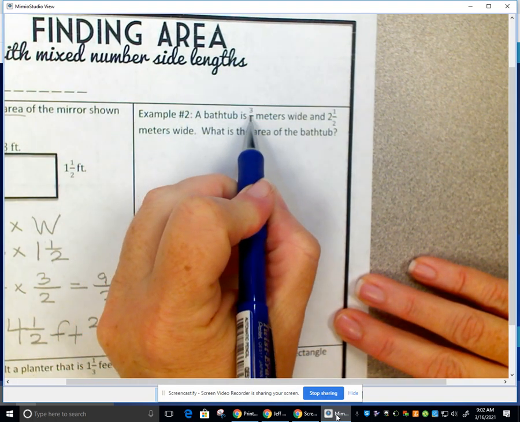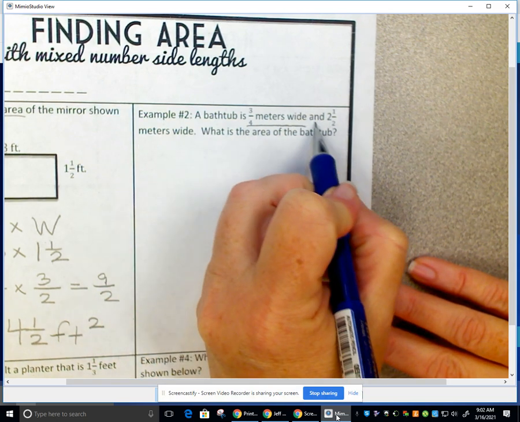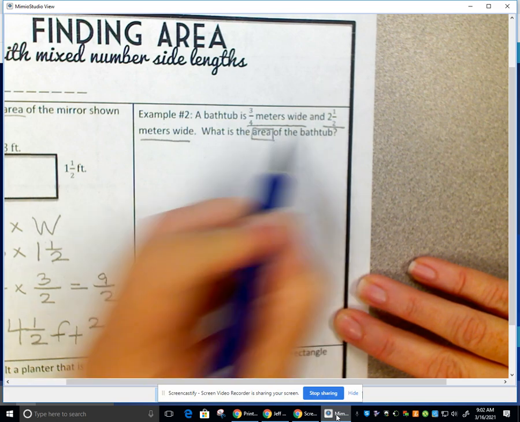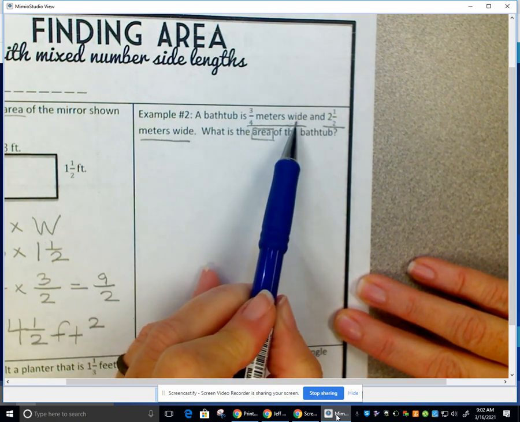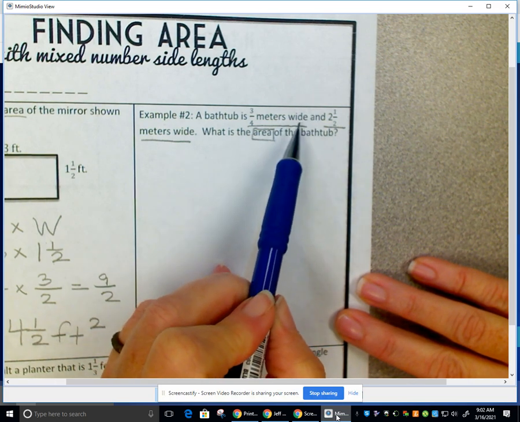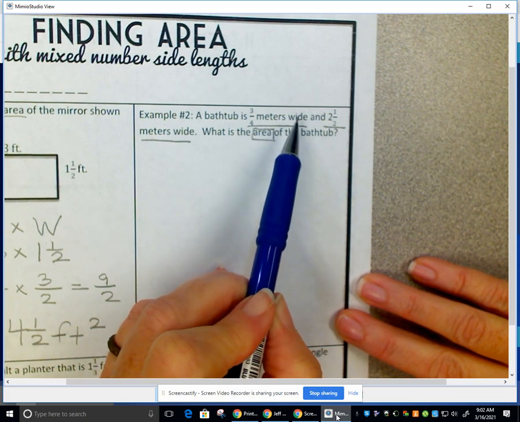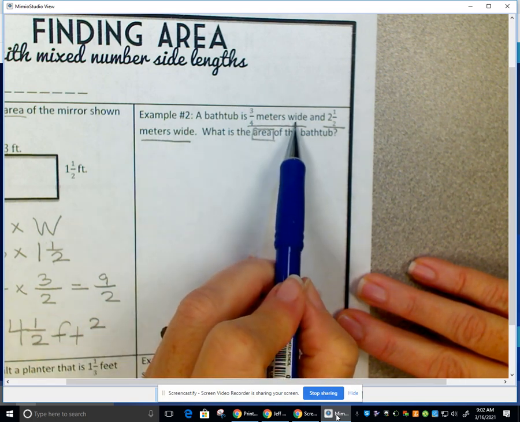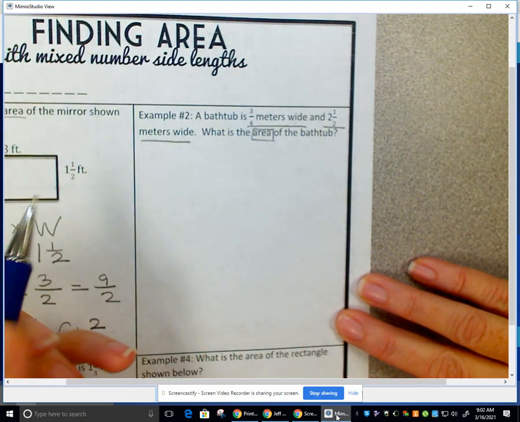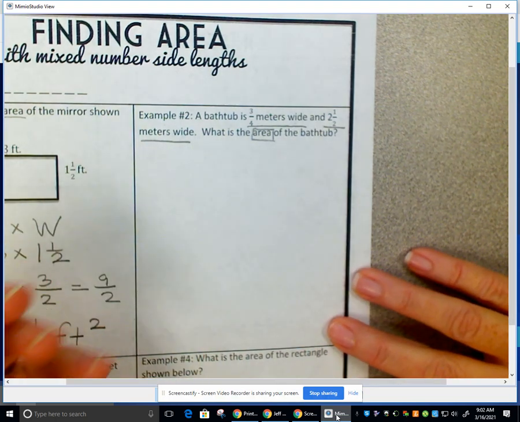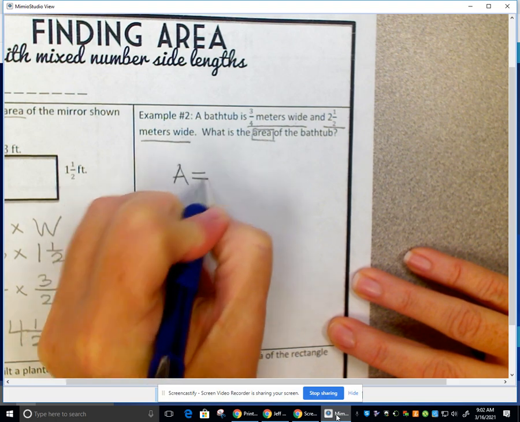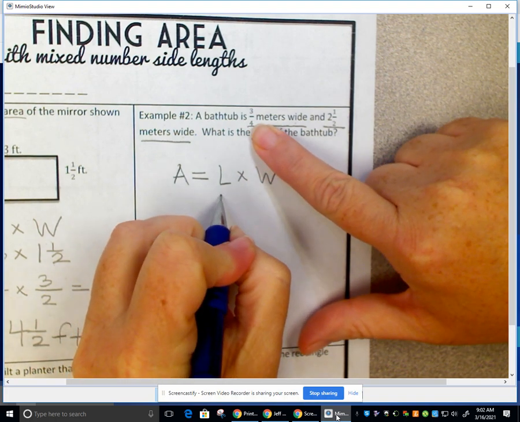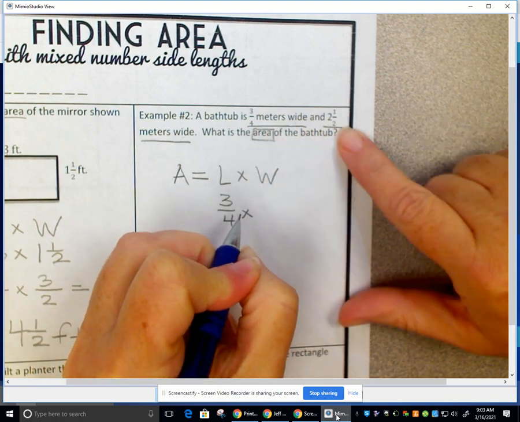It says a bathtub is 3/4 meters wide and 2.5 meters wide. What is the area? Now, probably this is a typo, and probably they meant to say one of these as being length and one of them width. We'll just call the first one the length, and we'll let this one be the width. It doesn't matter. We're still multiplying two numbers together. So area equals length times width. And I'll let this first number be my length. That's 3/4 times 2.5.